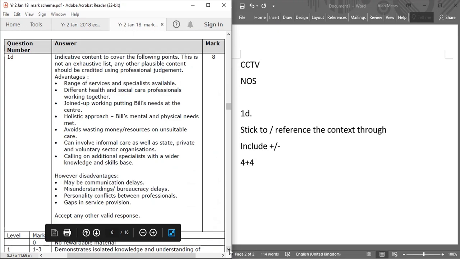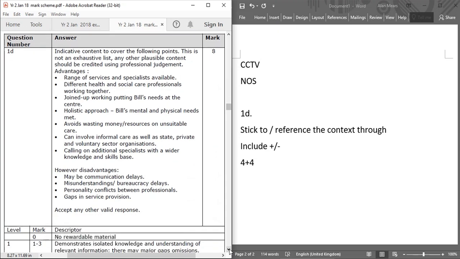I don't want to spend too much time on this question in particular, but the mark scheme is laid out in a way that provides pros and cons. So you can see a range of services and specialists are put in there. You get things like the fact that they're sharing information effectively. It avoids wasting resources. It makes sure that information is being passed on. Bill, particularly because of his dementia, it would be beneficial for him to not have to explain his situation over and over and over again, because again, that could be difficult and tiring for him to do so.